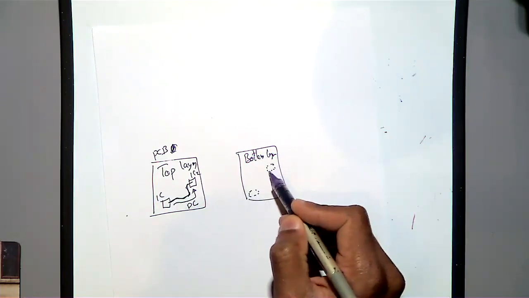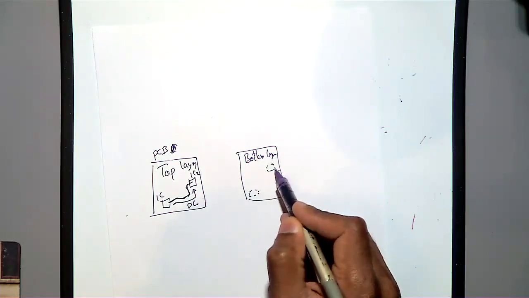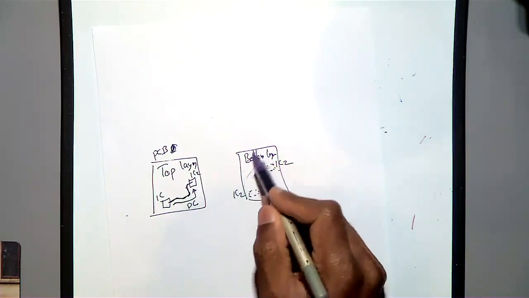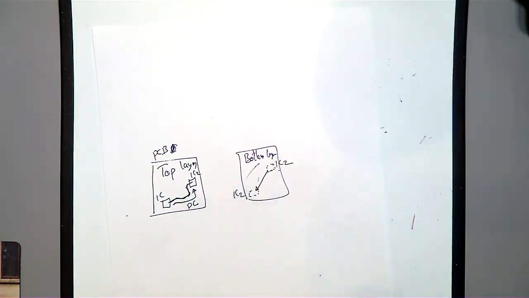But on the bottom side, the return current, because this current is going, but the return from IC2 to IC1, in the bottom plane this is continuous. You have got copper everywhere. So it will flow from here to here directly. So that is the path of least resistance.